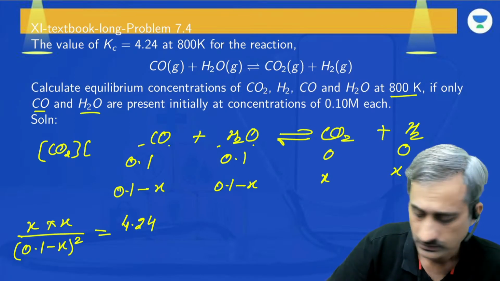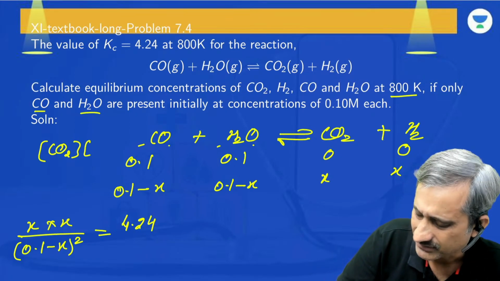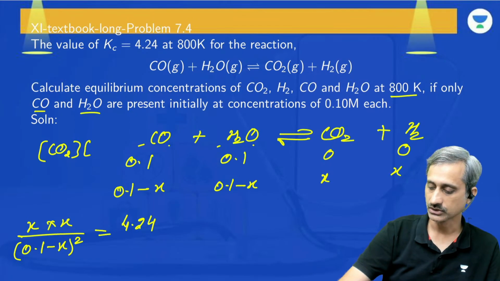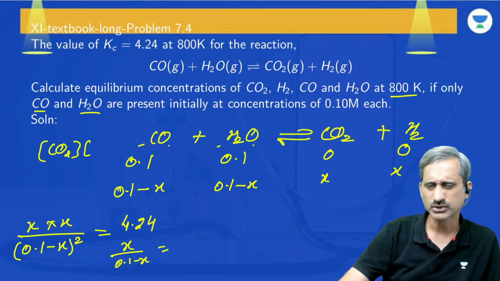Is it clear? So I can simply say, either we can make the quadratic equation and get the two roots, or you can simply square root it, and you are going to get X upon 0.1 minus X is equal to under root of 4.24. 4.24, is it 2.2 under root of 4.24?